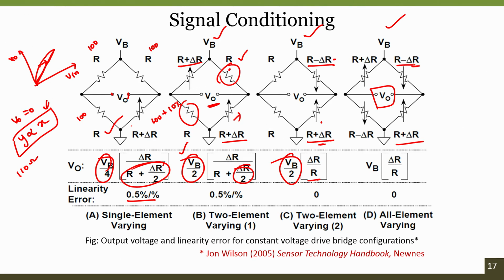If this is R minus delta R, this should be R plus delta R, and this is R minus delta R. Placing in this configuration avoids a complete nonlinearity error. Nonlinearity error is 0 and the output voltage is VB. So, no attenuation involved into this. In this case V naught is directly proportional to delta R. So, VB by R is the factor, which is the proportionality constant K.